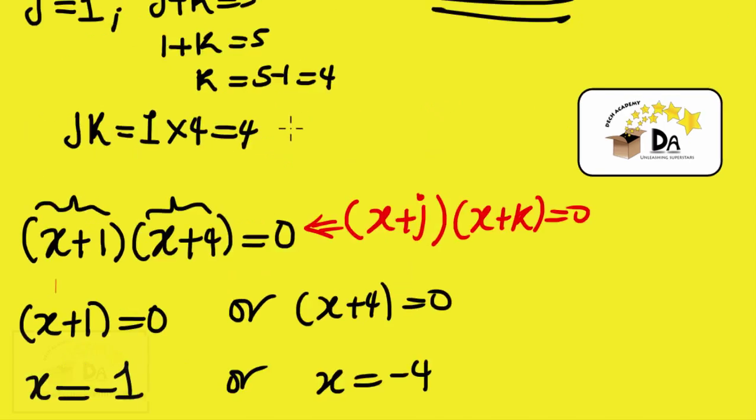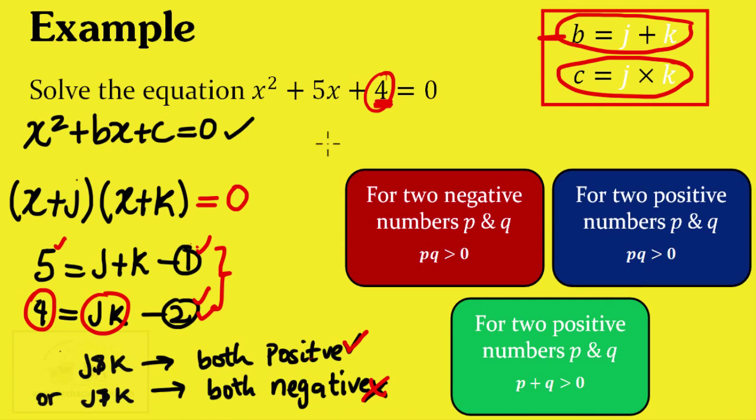And if you don't believe it, you can test the results by substituting them into the original equation. You'll find that the original equation is satisfied when x is equal to minus 1 and when x is equal to minus 4. You'll find that the left hand side and right hand side terms match. So you try that at home.